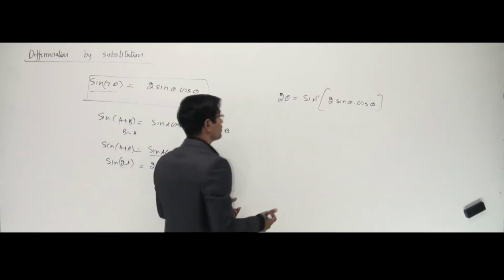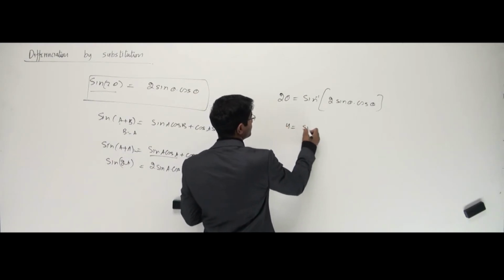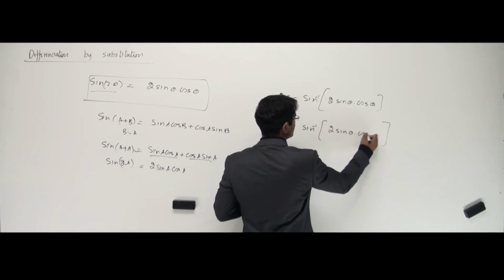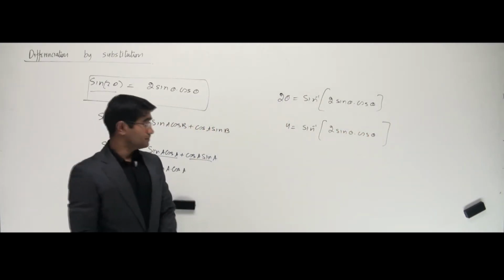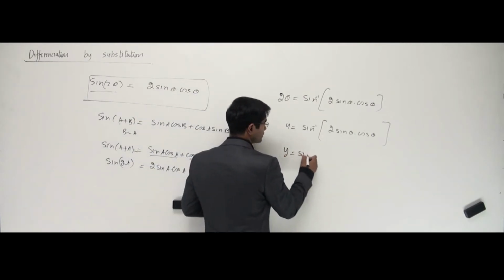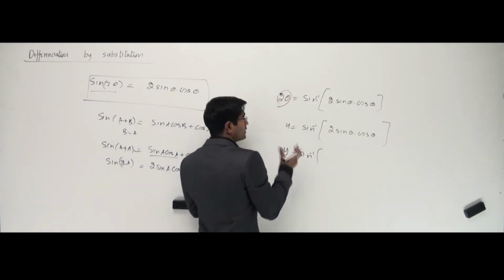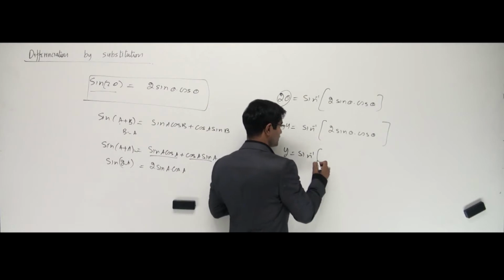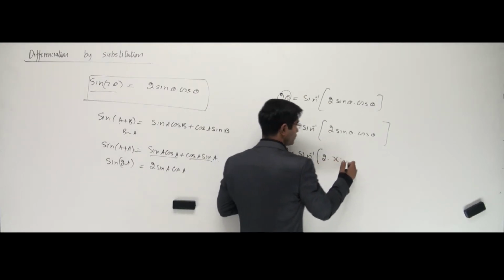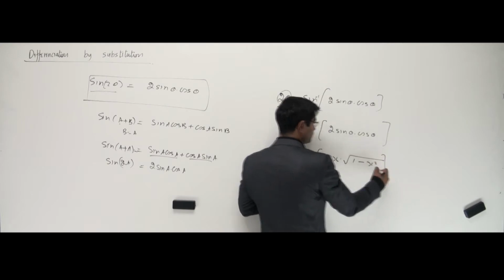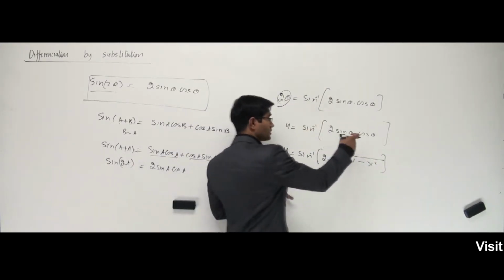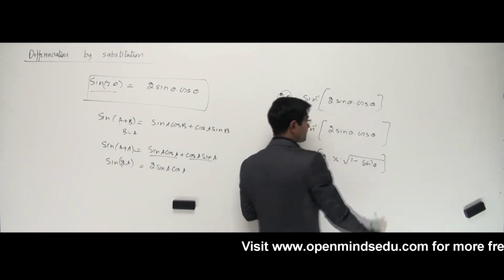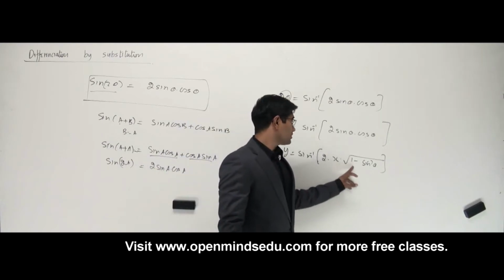All right, now let's say y is equal to sine inverse of 2 sine theta into cos theta. Now I need to make something out of this problem, right? So let me take this whole thing as y. Can I have, let's say, 2 into something called x into root of 1 minus x squared? Why am I doing this? Because I can write 1 minus sine squared theta as cos squared theta, so root of 1 minus sine squared theta becomes cos theta.